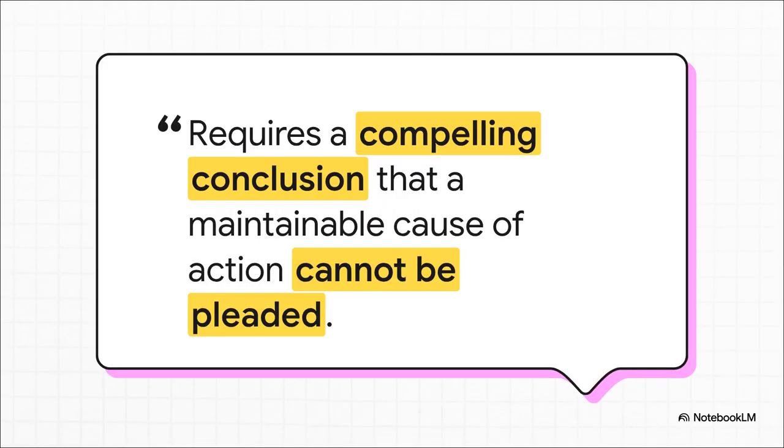Well, this quote from XBT v. State of Queensland lays it out perfectly. A refusal requires a compelling conclusion that a maintainable cause of action cannot be pleaded. In other words, you have to convince the judge that the problem isn't just a mistake. It's a fatal, incurable flaw, that no amount of editing is ever going to save this claim.